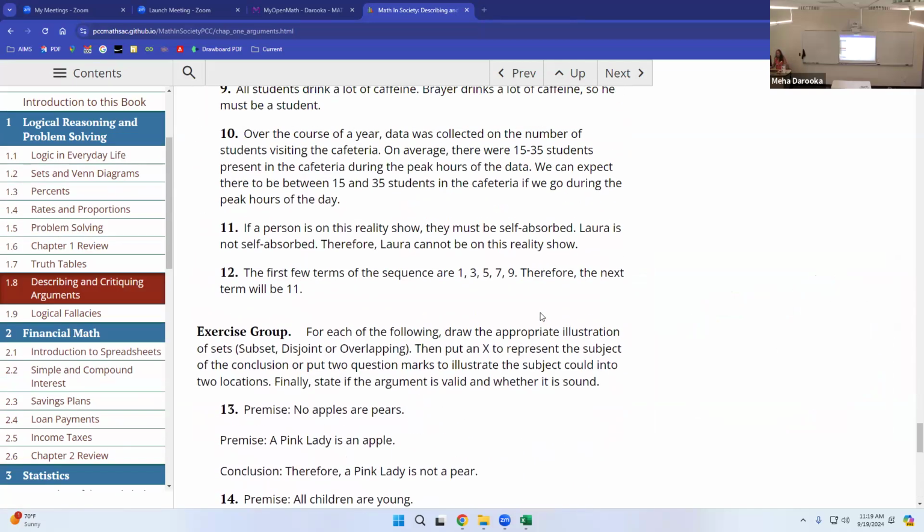Or like examples 11 and 12, where they're just giving you the statement like we saw, and then you have to come up with what's the conclusion and what's the premise. So it can be shown either way. So just questions as we've gone through this idea of inductive and deductive arguments, validity, and soundness of an argument.